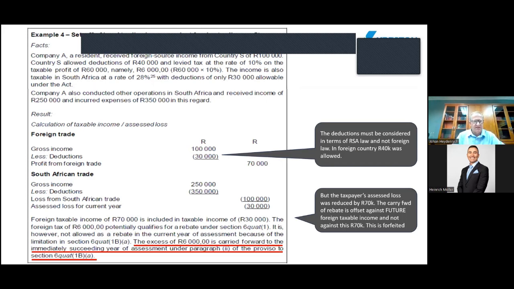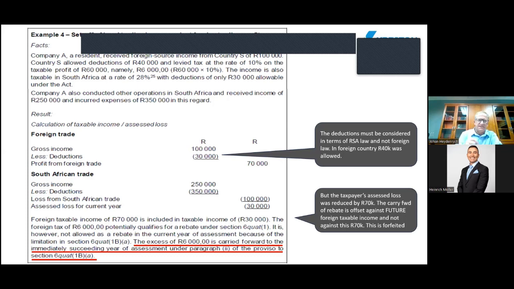In your foreign trade, you will say your gross income is 100,000 Rand, less the deductions, and only 30,000 Rand, based on South African legislation. Even though in the foreign country 40,000 Rand was allowed, in South Africa only 30,000 Rand is allowed based on our legislation. All right, so foreign taxable income is 70,000 Rand. In South Africa, you make a loss of 100,000 Rand. So now you've got a loss of 30,000 Rand. Now, your rebate is calculated based on that formula: foreign sourced income of 70,000 Rand divided by total taxable income, which is a minus 30,000 Rand, multiplied by South African tax. South African tax is 0.